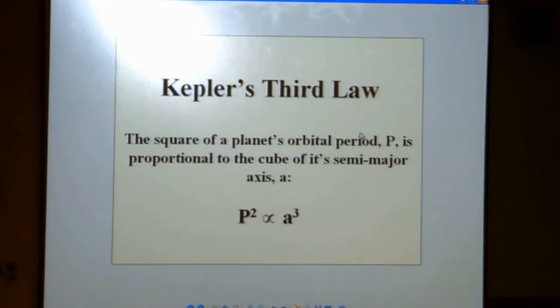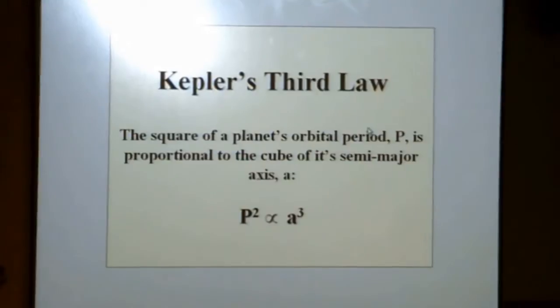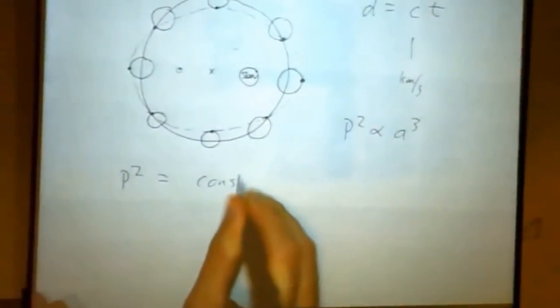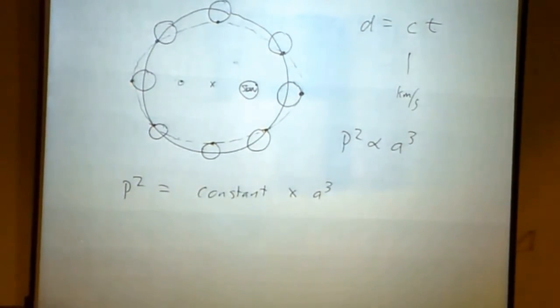So p squared is proportional to a cubed. Proportional, what does that mean? It means p squared is equal to some constant times a cubed. Actually, I'm going to put this up on the next page. We're going to need some space. Let me write that here. P squared is equal to a constant times a cubed. And what he found is that constant's the same for all bodies going around the sun. All the planets, it's the same constant. P squared is equal to that constant times a cubed.